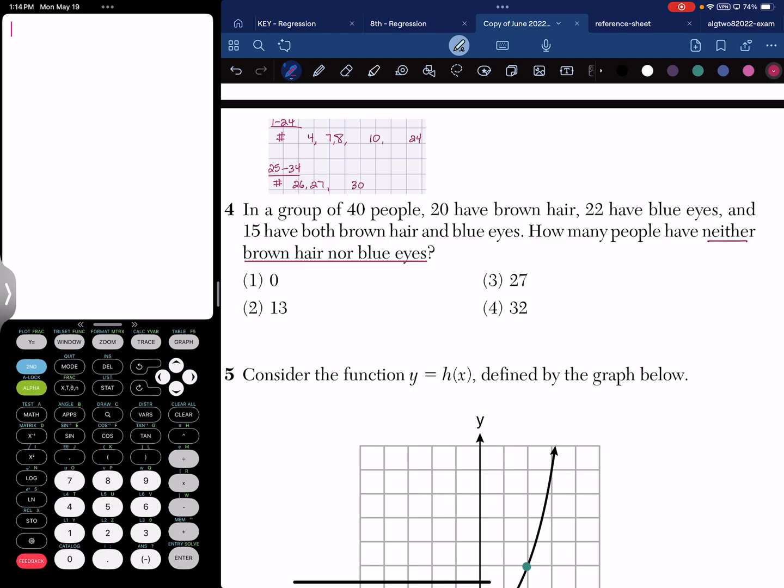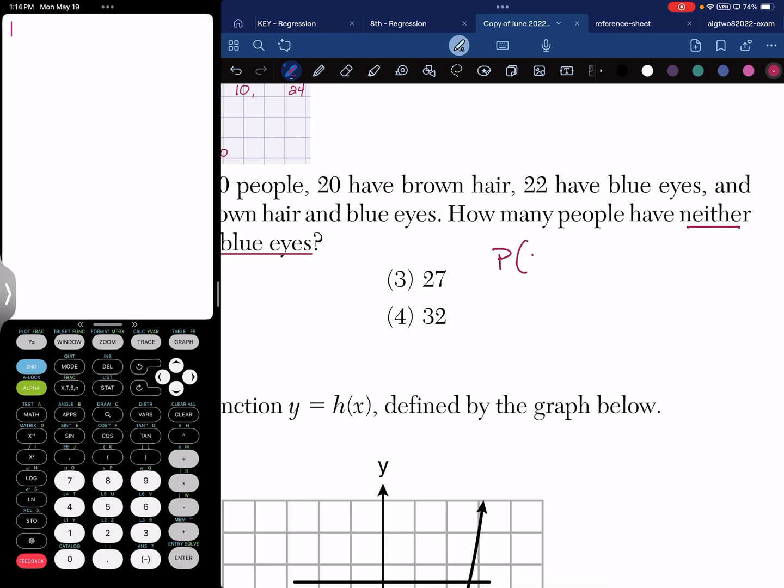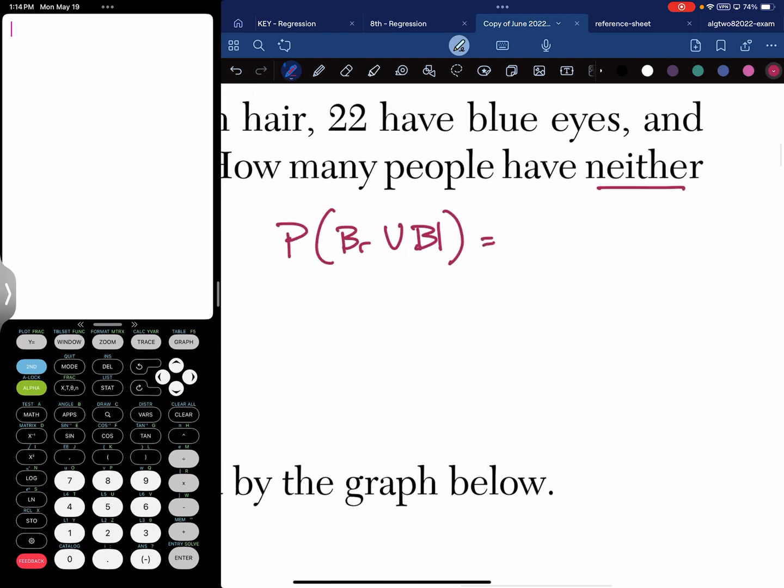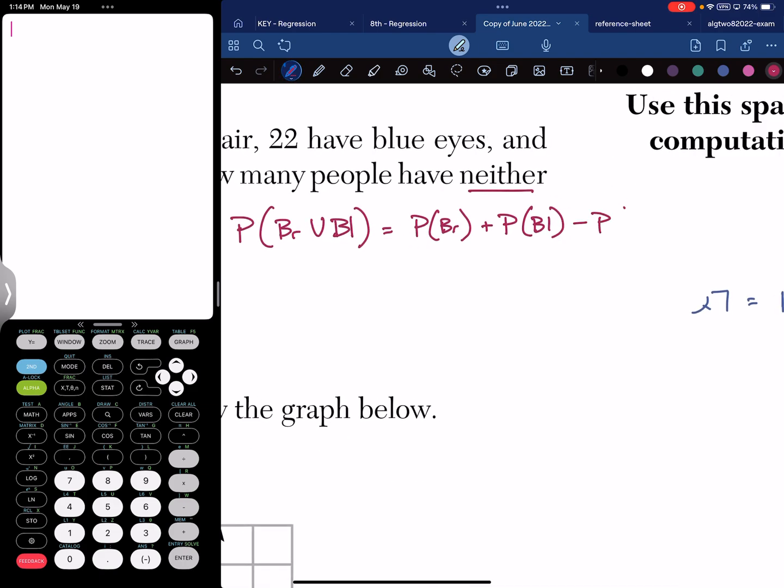So the best way to do this, what I did was I found the complement. I found the number of people that have brown hair or blue eyes. So the probability of brown or blue, and do we remember the formula for this? It's like you add it and then you subtract. Yes. You add the individual probabilities and then you subtract the intersection.